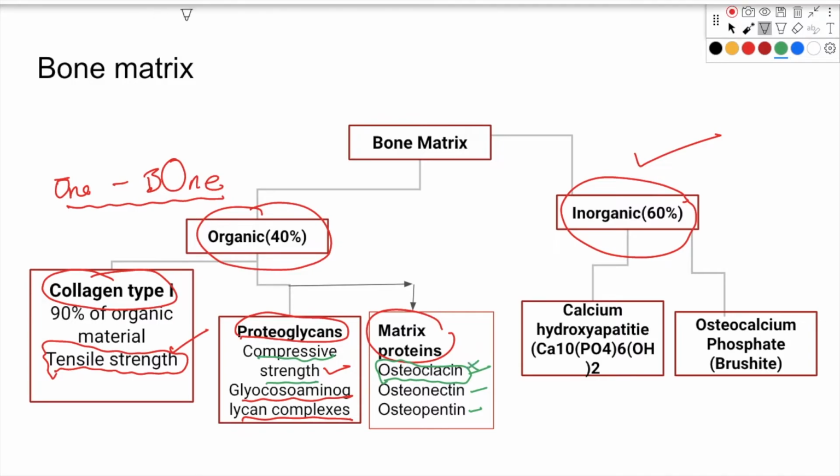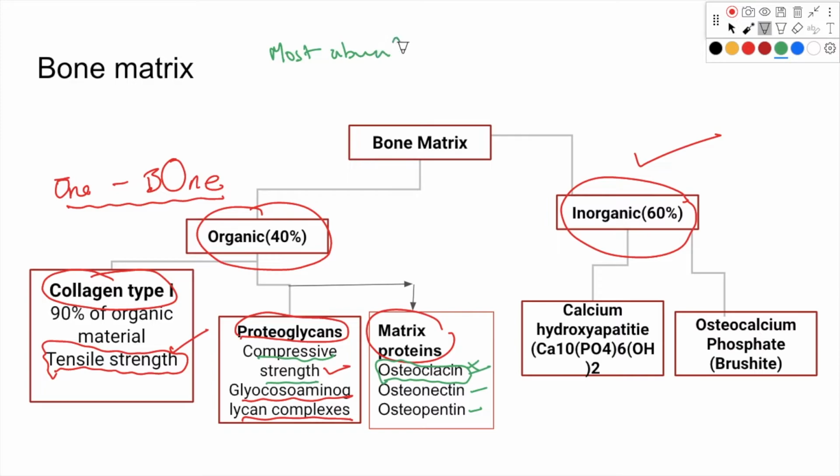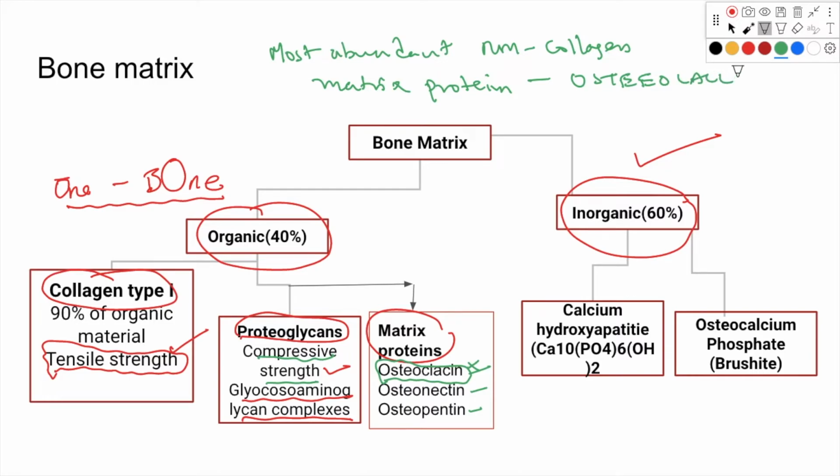The most abundant non-collagen matrix protein is osteocalcin.